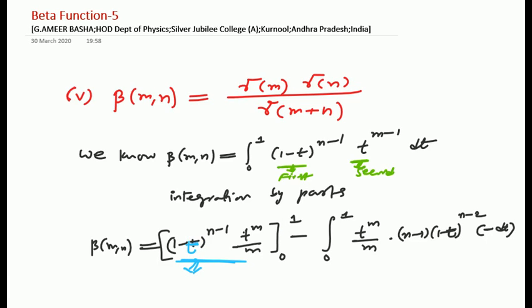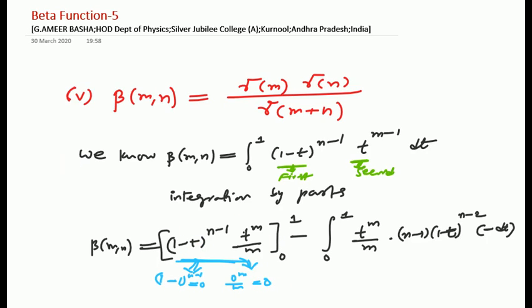So when I substitute the upper limit, it will become 1 minus 1. So 1 minus 1 power n minus 1, the rest of the thing, that is obviously 0. Then I will substitute the lower limit. Lower limit means 0, so 0 power m divided by m, and the rest of the things, it will become 0. So if I substitute the upper limit or the lower limit, both I am getting as zeros here. So finally this entire thing will become 0.